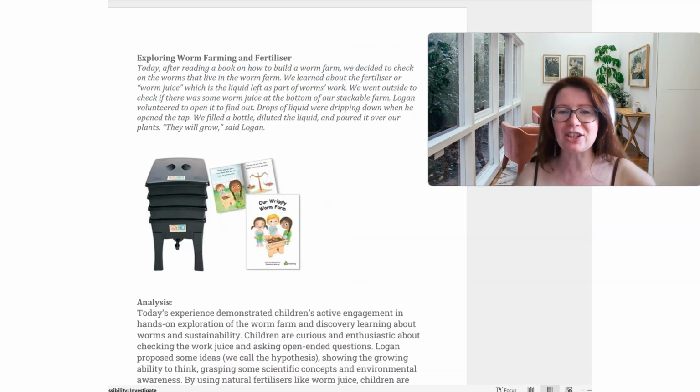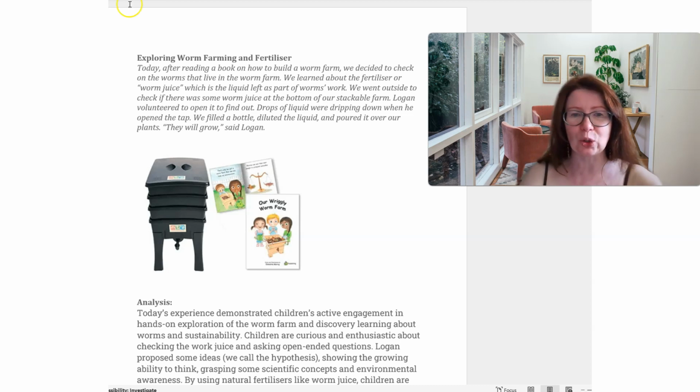So this is an observation of a very simple experience that we had in one of my preschool rooms, exploring worm farming and fertilizer. Today, after reading a book about how to build a worm farm, we decided to check on the worms that live in the worm farm. We learned about the fertilizer and worm juice, which is a liquid left as part of the worms' work. We went outside to check if there were some worms and if there was some worm juice at the bottom of our stackable farm from Bunnings.